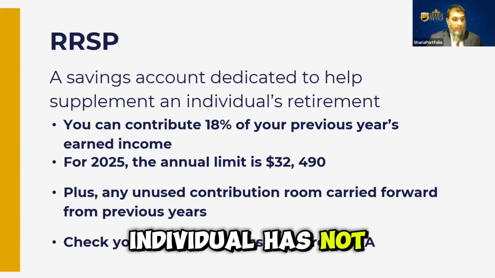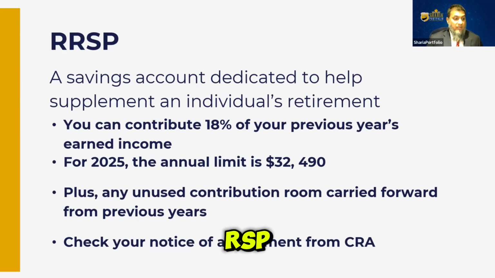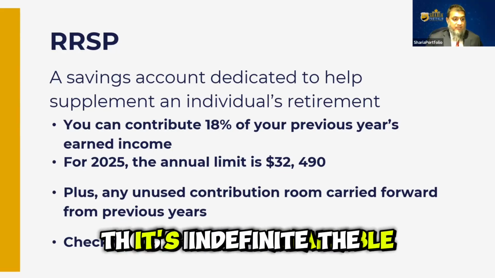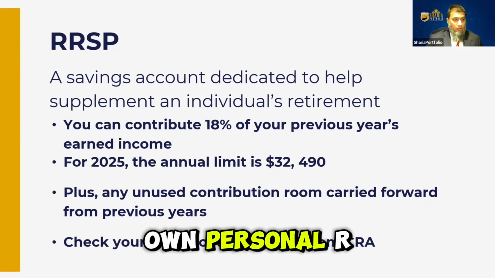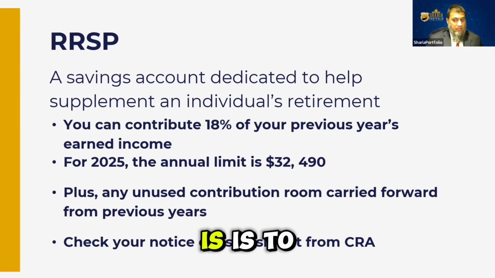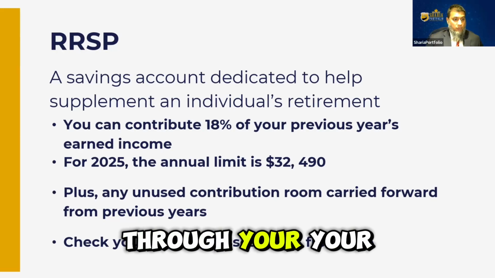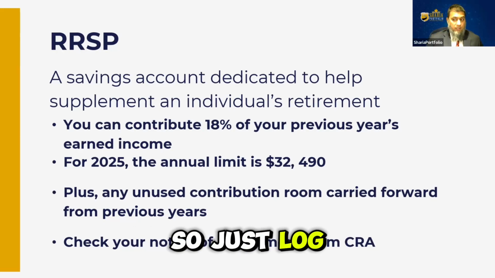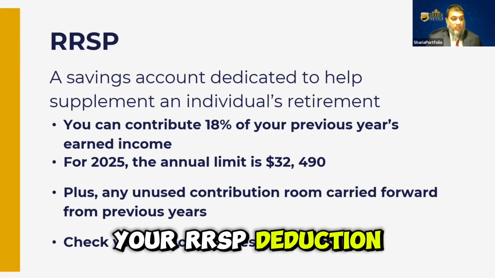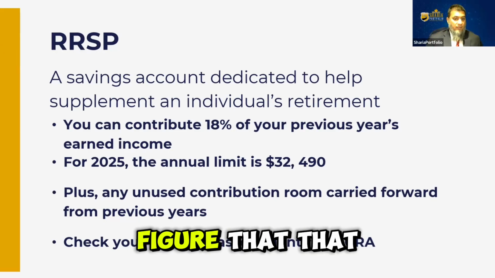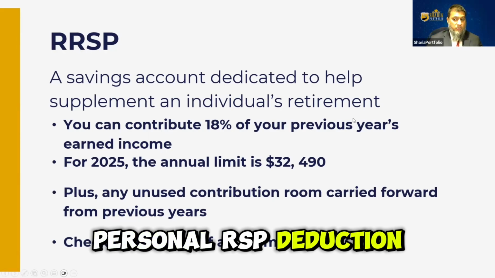So if an individual has not made previous years' contributions, they can make a larger lump sum contribution to the RRSP if they have those funds available. It's indefinite. The best way to know what your own personal RRSP contribution room is, is to check your notice of assessment, which is accessed through your CRA online portal. If you just log in and check your most recent notice of assessment, it's going to show right there what your RRSP deduction limit is, and there's going to be a figure that's the amount that you can invest. That's the best way of really knowing what your own personal RRSP deduction limit is.